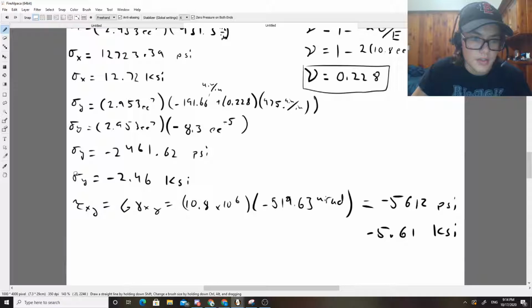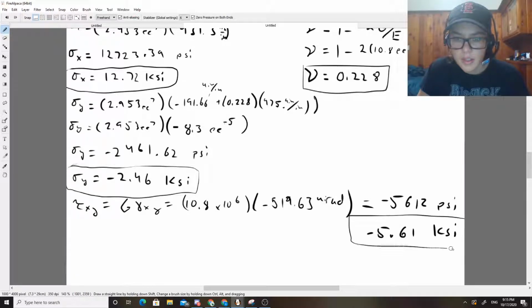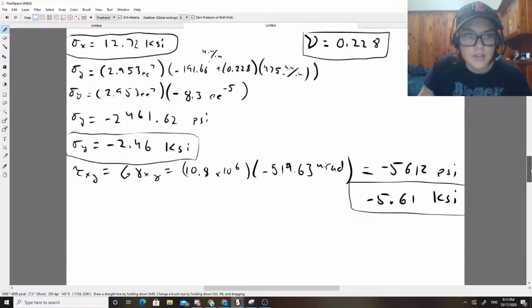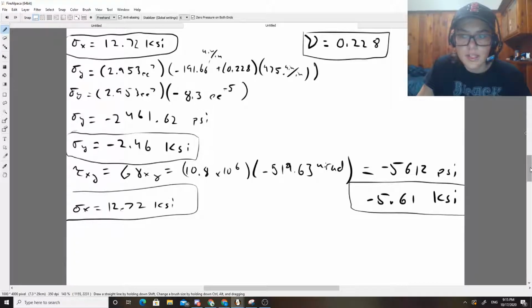Okay, so long hard journey, but now we have our strain data. First we put it in terms of x and y, and now we've put it in terms of stress. Now all we have to do is find the principal stresses from these stresses. So I'm going to rewrite stress x here, 7.2 KSI, and scroll down a little bit.